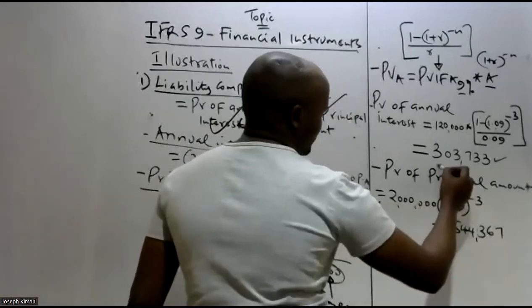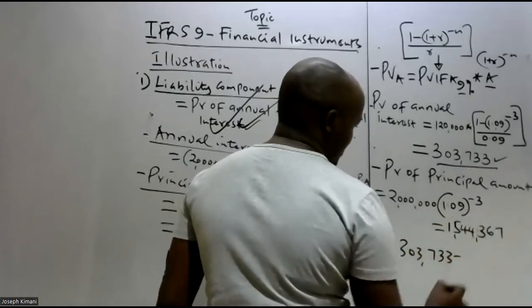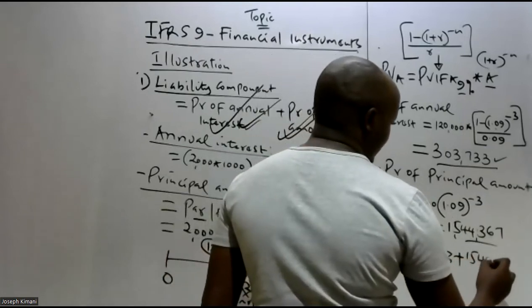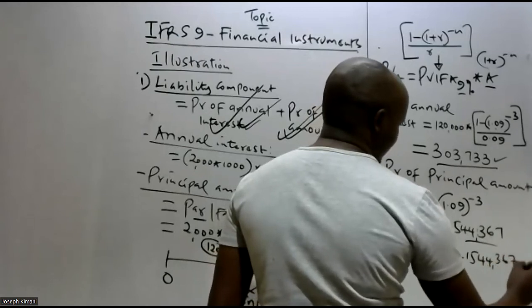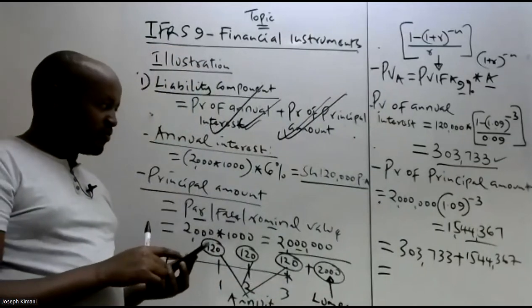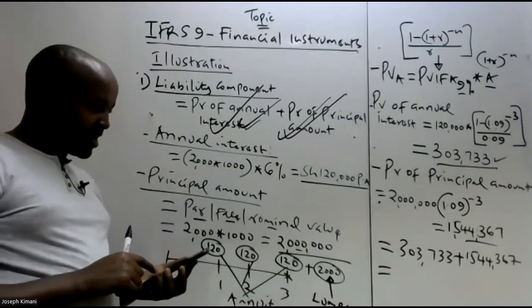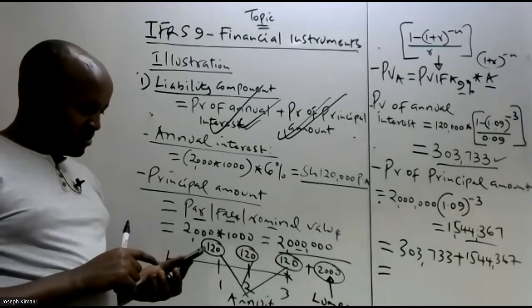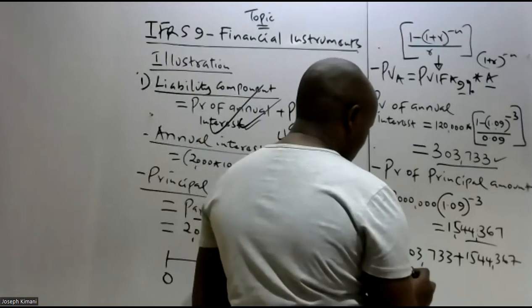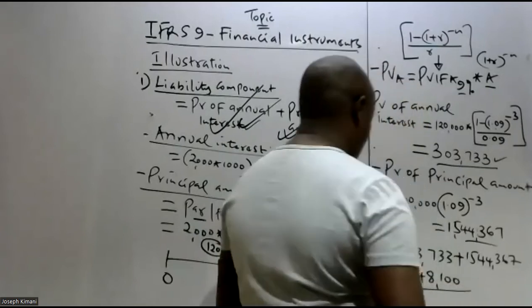So we need to add these two figures: 303,733 plus what we have here, 1,544,367. We add the two. I'm getting a figure here of 1,848,100. That is the figure I'm getting.